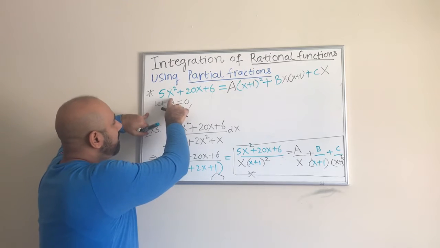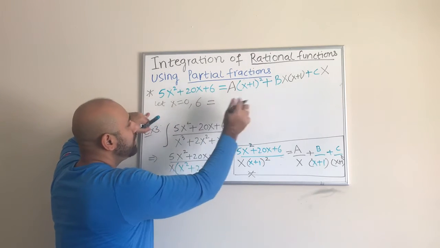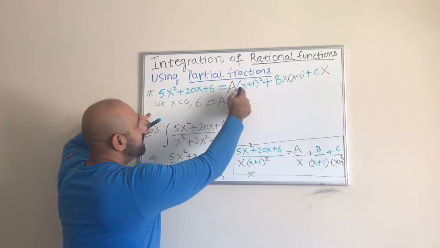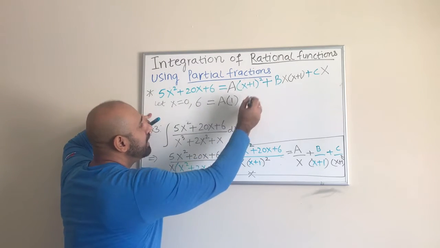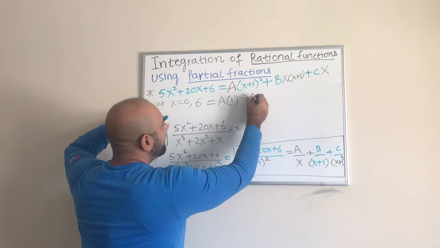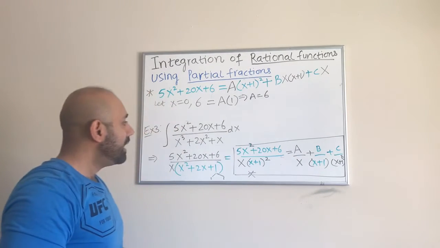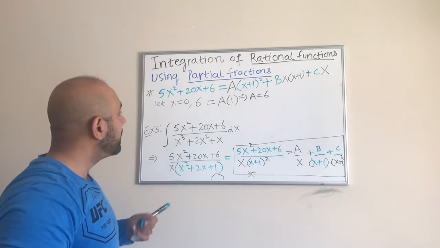If I substitute on the left hand side, this becomes 0, this becomes 0. I'm only left with 6 on the left hand side. On the right hand side, I have a times 0 plus 1 is 1, 1 squared is just 1, and these terms become 0. So from here, it implies that a is positive 6. So I already have the value for my first constant a. Now let us try to find the value for the other two.